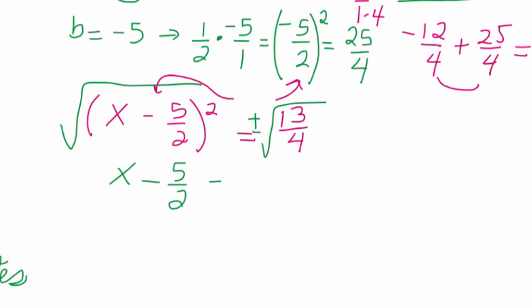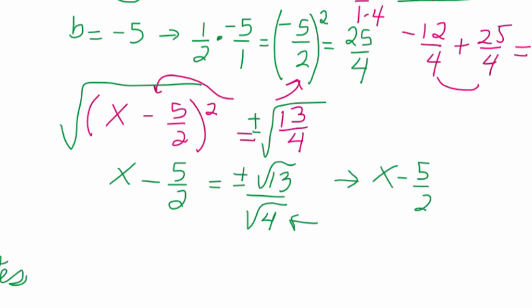Now, over here, I'm going to go ahead and split up that square root of a fraction. I'm going to take the square root of 13 over the square root of 4. Do you see why I did that? Because the square root of 4 is a perfect square. So let's rewrite: x minus 5/2 equals plus or minus square root of 13 over 2.